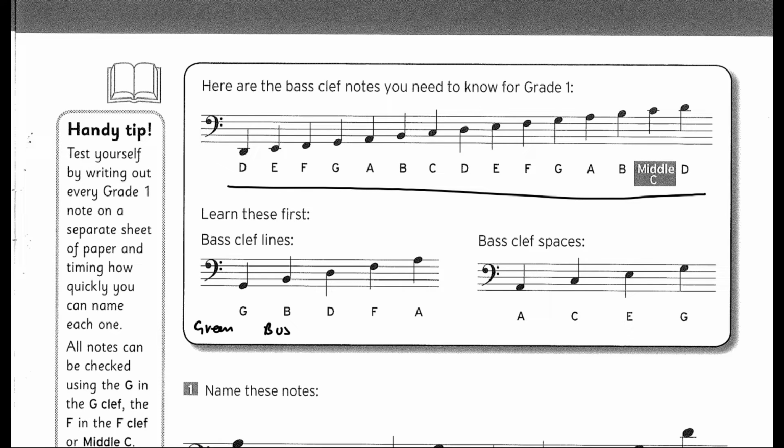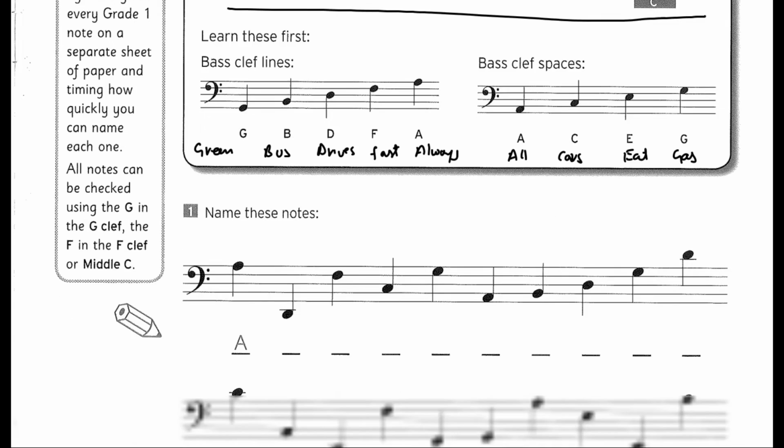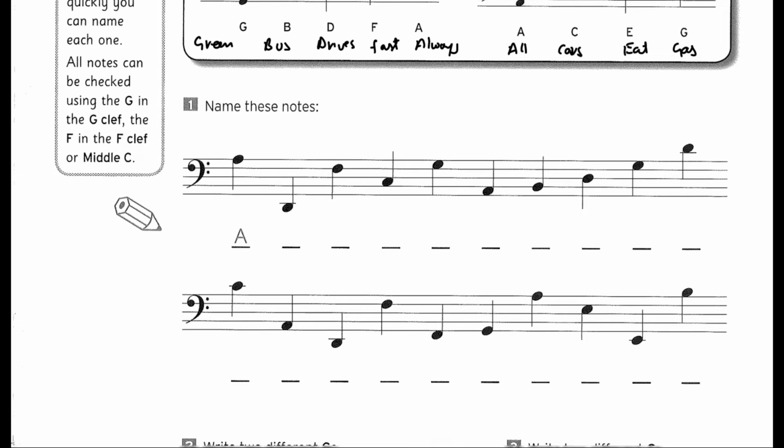bus, drives, fast, always. And this one, all cows, or you can write cars, let's say cars eat gas. Or you can write all cows eat grass. Whatever you feel comfortable with, make a sentence according to yourself to remember the formula, the notes on the stave.